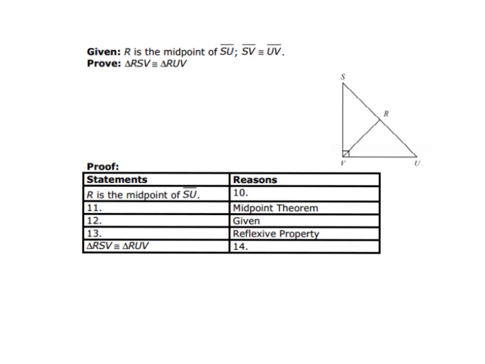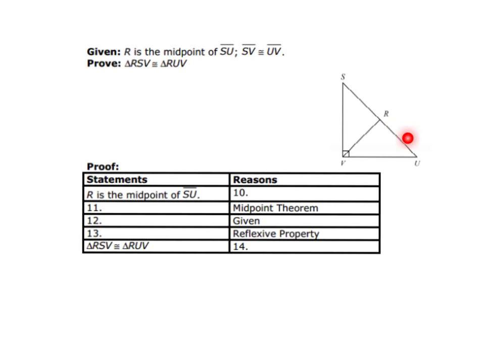All right, given that R is the midpoint, okay, so that means R is the point that's in the middle of that line of SU, and SV is congruent to UV, prove that triangle RSV is congruent to triangle RUV. All right, before I actually get started in all of this business, I'm going to deal with the given information first and make sure everything is marked appropriately.